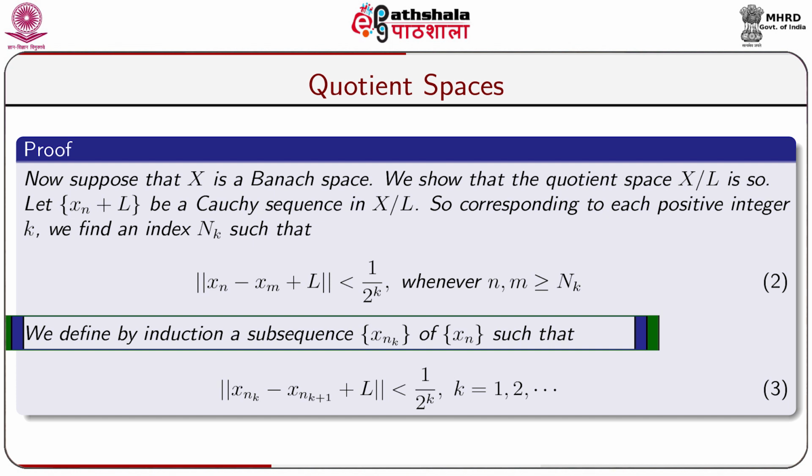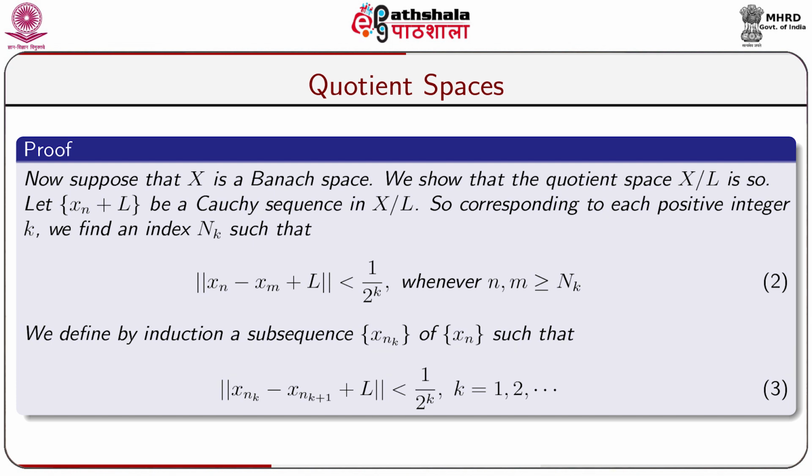Now we define by induction a subsequence xnk of xn such that norm of xnk minus xnk plus 1 plus L is strictly less than 1 by 2 to the power k, where k equals 1, 2 and so on, xn belonging to capital X.